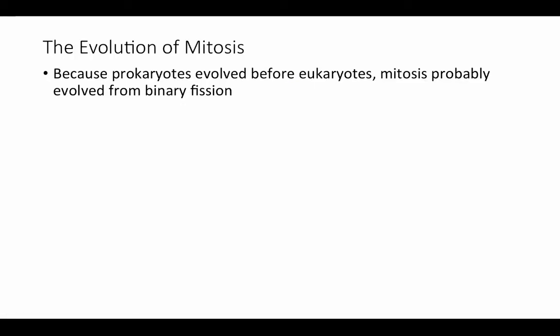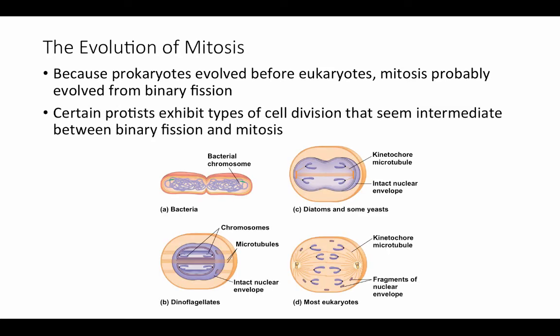So let's take a look at how this process of mitosis might have evolved. Since prokaryotes undergo mitosis in a very different way from eukaryotes, we should think about how these two are connected through evolution by common descent. Because prokaryotes evolved before eukaryotes, most likely the original form of mitosis was binary fission. And there are certain protists that exhibit intermediate forms of mitosis that are not quite like the way in bacteria, not quite like binary fission, and not quite the way eukaryotes do it. And this gives us an idea of a possible evolutionary pathway between the two.